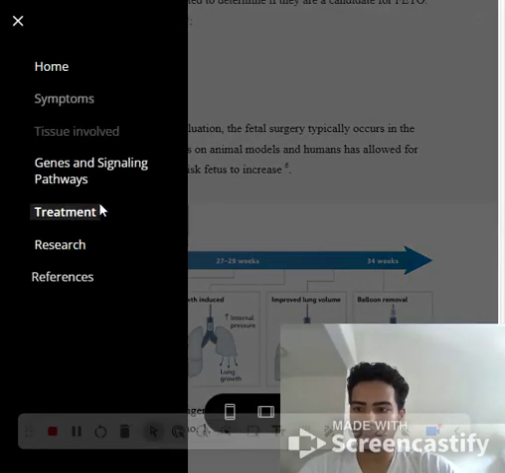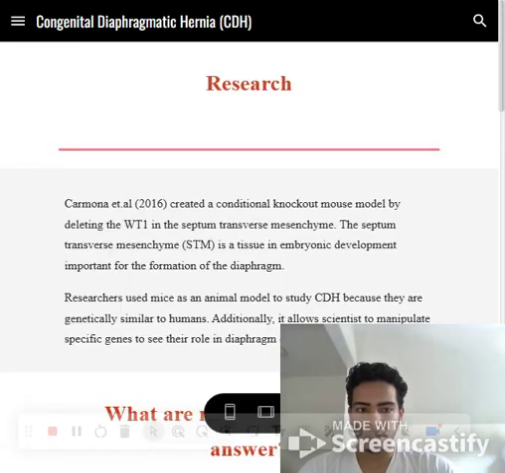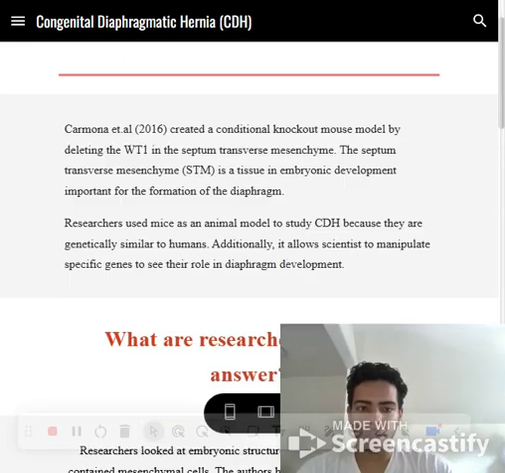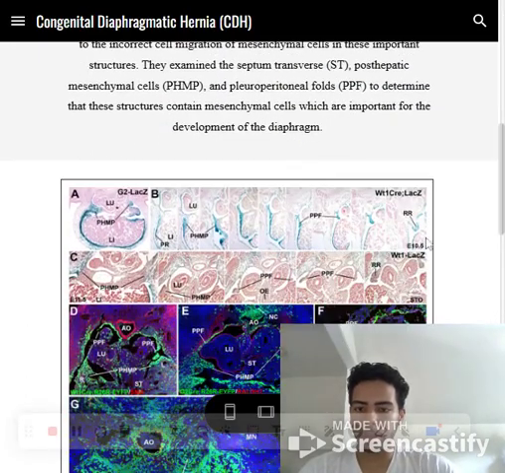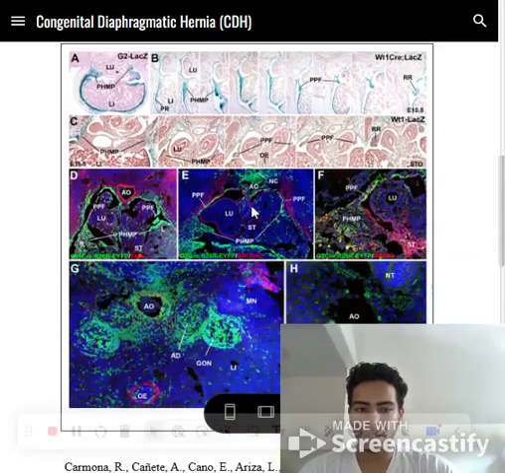And then lastly is the research page, which summarizes the research presented. Like in the first figure, it talks about the importance of mesenchymal cells and their role in embryonic structure. And then when these mesenchymal cells are not migrated, it results in CDH.